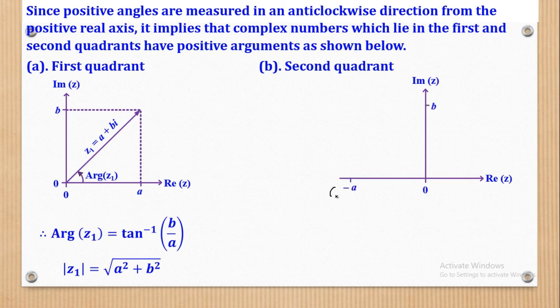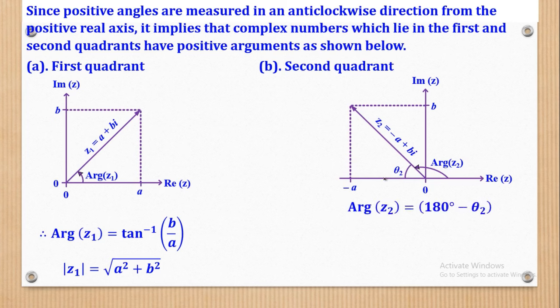Therefore, you shall put here negative a, but the imaginary part will be positive. Therefore, the complex number will be negative a plus bi, and the argument will be that. But for you to get this argument, you have to first get this angle. So let's first call it theta 2. Now here, that means that arg of z2, or argument of z2, will be equal to 180 minus theta 2, because the whole of this from here to here is 180 and this one alone is theta 2. Therefore the remaining part will be the argument which they want. It will be 180 minus theta 2.